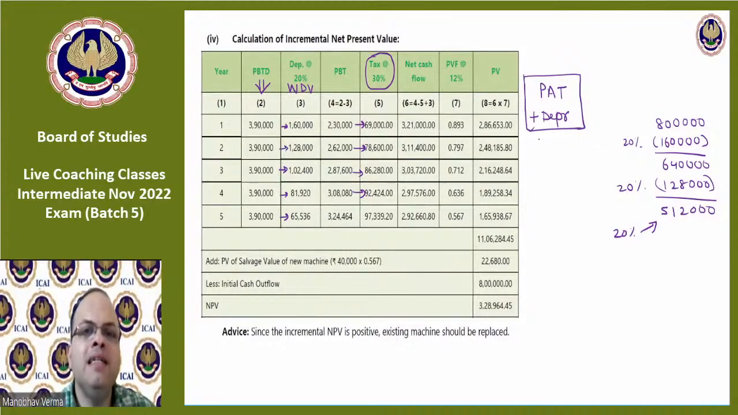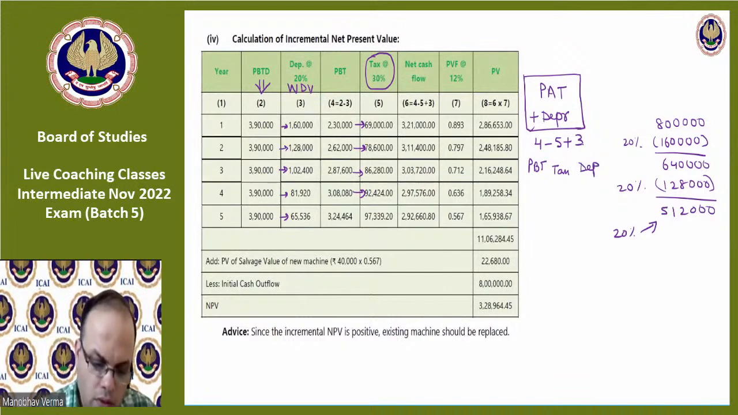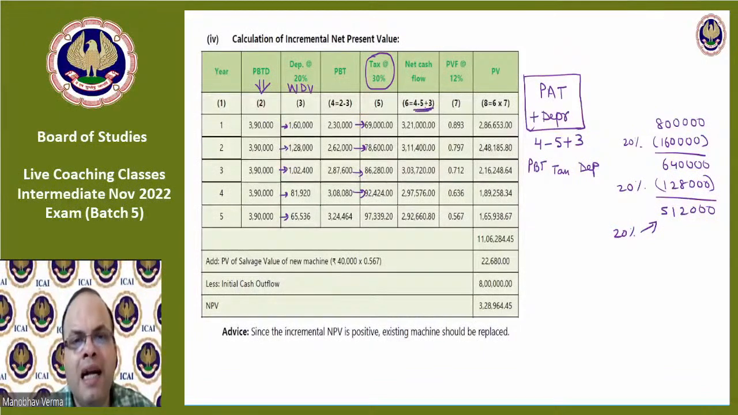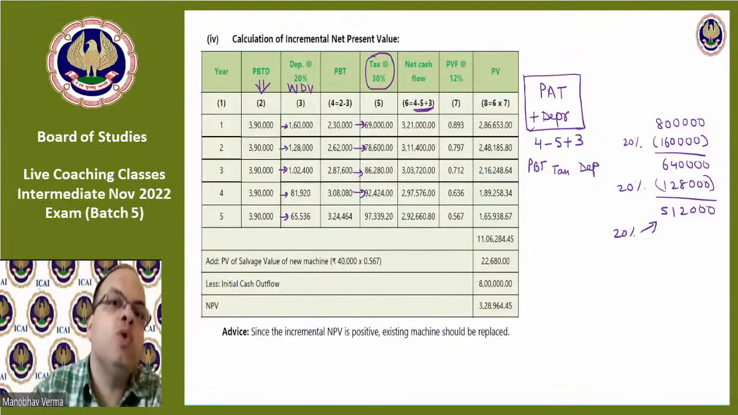And that is why the net cash flow is column number 4 minus 5 plus 3. Column number 4 is profit before tax. Column number 5 is tax, and column number 3 is depreciation. We are talking about 4 minus 5 plus 3. So we are adding back the depreciation, guys. And you guys know, we learned in the last class that we need to add back the depreciation. So don't forget that piece.